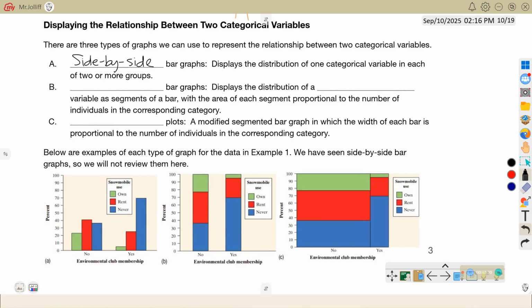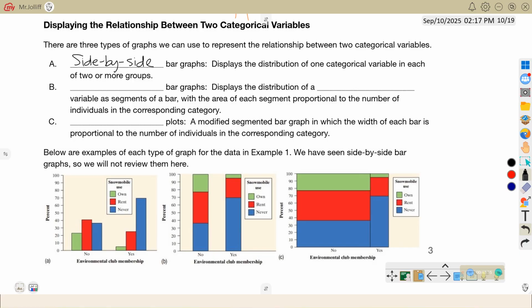The nice thing about side-by-side bar graphs is we didn't have to do any additional math to draw the picture. We just used the two-way table as it was given to us. That's nice, because as mathematicians, we are lazy. The other two graphs we're going to talk about require a little bit of prep work. A little bit. Yeah.